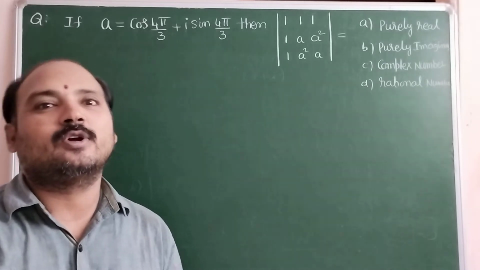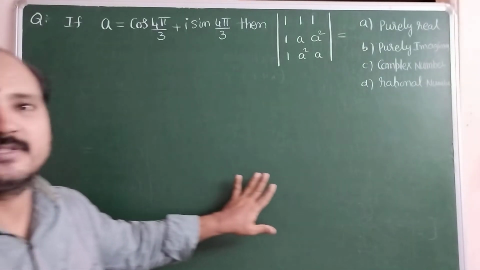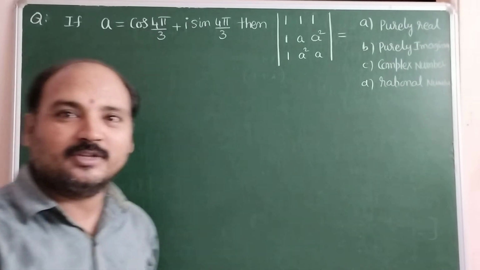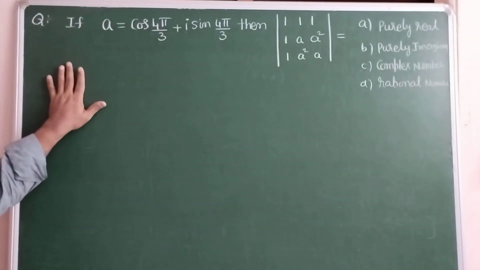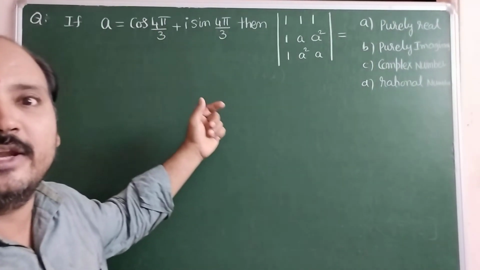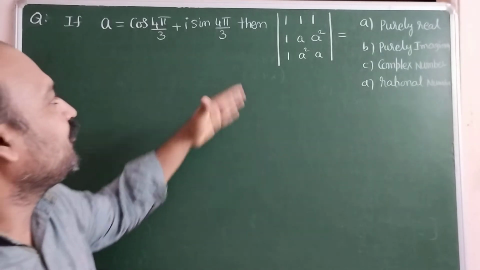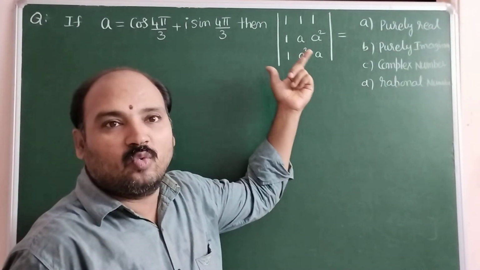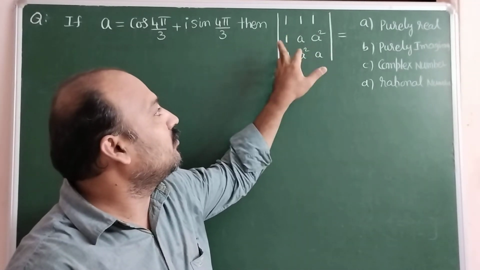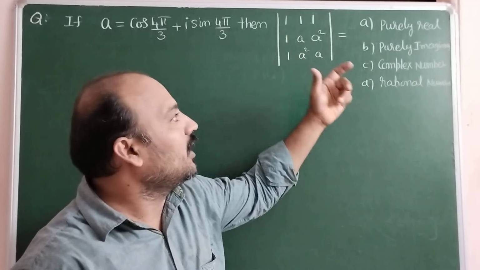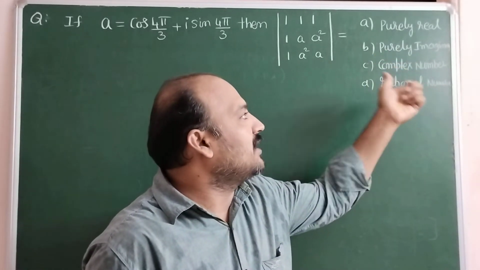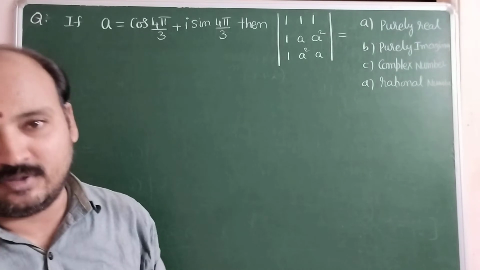In this video, complex numbers question, JEE Main, MHT CET, EAMCET type questions for the preparation plan 2023, dear students. So here the question is: if a equals cos 4π/3 plus i sin 4π/3, then the determinant with rows 1 1 1, 1 a a², 1 a² a equals what? Options provided: purely real, purely imaginary, complex number, rational number.